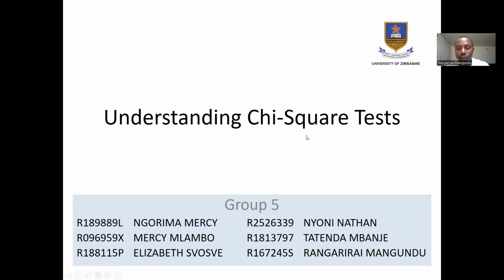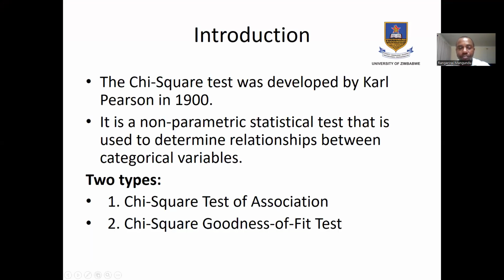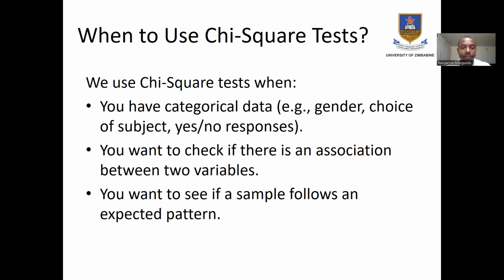Okay, so the chi-square test was developed by Karl Pearson in 1900. It's been around for a while. It is a non-parametric statistical test that is used to determine relationships between categorical variables. And we actually find two types of tests under the chi-square test. That is a test of association: are two variables related by any chance? And a goodness of fit: do samples follow an expected pattern?